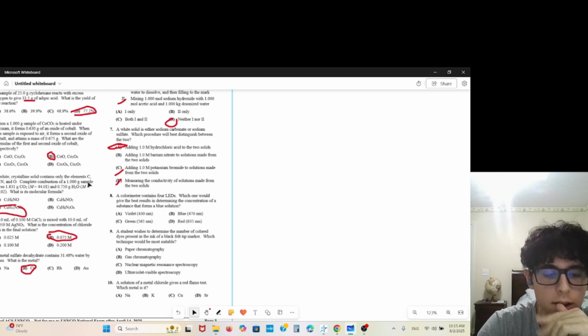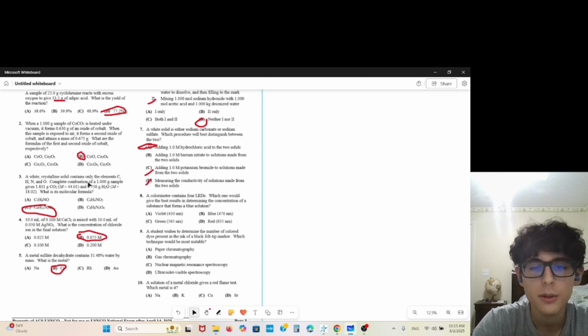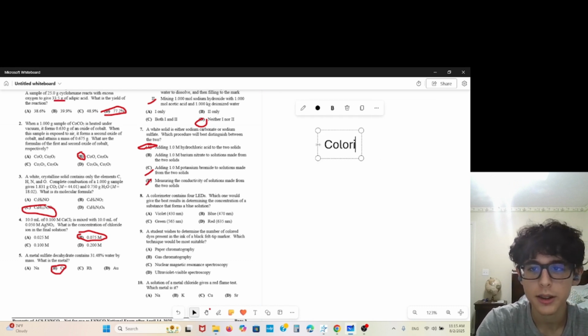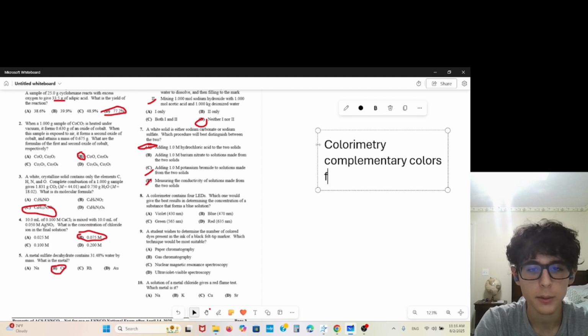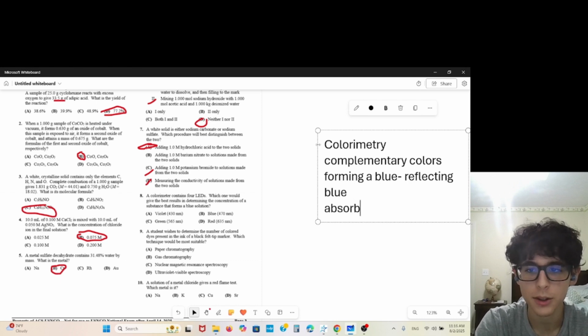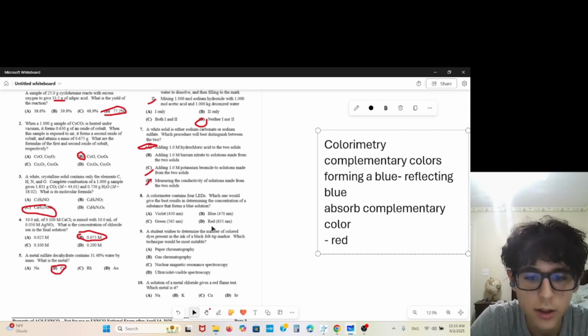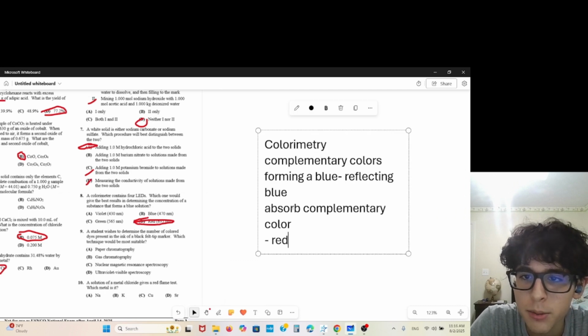A colorimeter contains 4 LEDs. Which one would give the best results in determining the concentration of the substance that forms a blue solution? Very simple, right? Colorimetry. This is all about complementary colors. So you're forming a blue solution, meaning you're transmitting blue and absorbing the complementary color. And what's the complementary color to blue? That would be red. Very simple. This is a weird question. I've never seen this on this exam. But yeah, pretty cool.